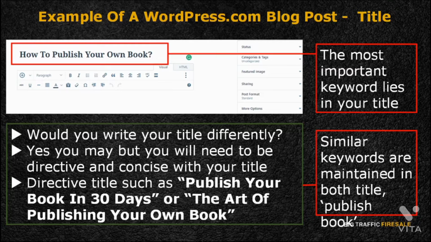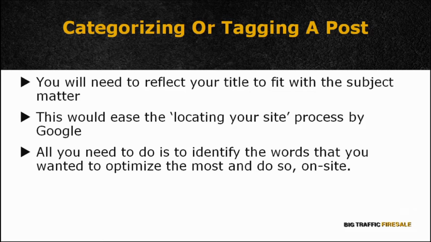Yes, you may, but keep in mind that you will need to be direct and concise. Something like "Publish Your Book in 30 Days" or "The Art of Publishing Your Own Book." Similar keywords are maintained in both titles: publish, book. When it comes to categorizing or tagging your post, you'll need to reflect your title to fit with the subject matter. This would ease the process of Google locating your site.